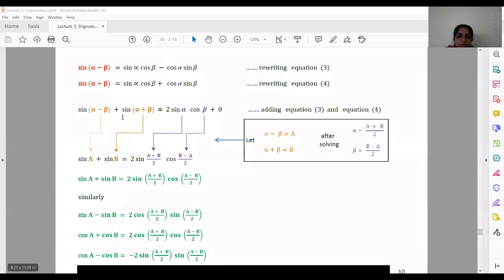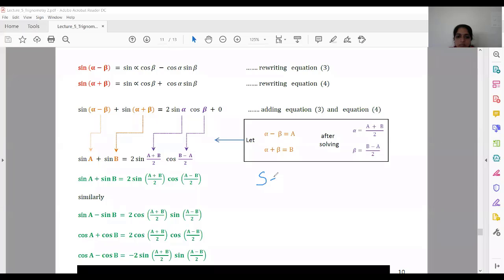Now if we take the formula of cos (alpha minus beta) and cos (alpha plus beta), then with the help of those two formulas, we can prove the cos A plus cos B and cos A minus cos B formulas. And we also remember this formula with a short trick.